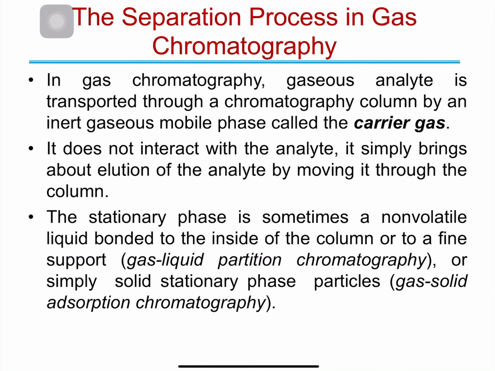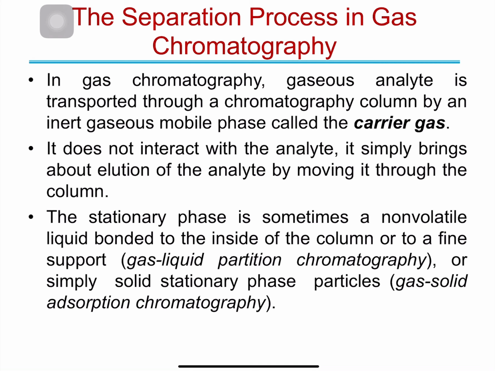In gas chromatography, as I said, the carrier gas can either be hydrogen, helium, or nitrogen. These three carrier gases are all inert gases. They do not interact with our sample or our components, and they can work efficiently and carry our components through the column to reach the detector.